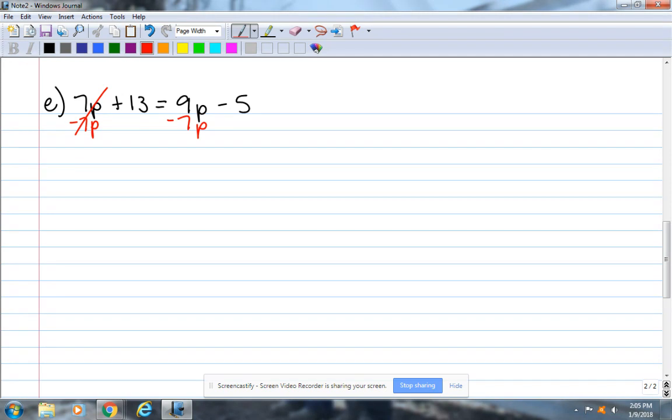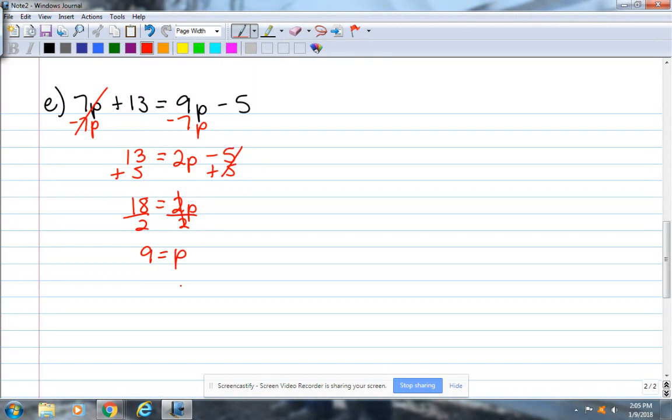So that leaves me with 13 on the left equals, what is 9p minus 7p? 2p, good. And then subtract 5. All right, now it's an equation just like we've already seen today. So what do you think we're going to do next to get the p by itself? Good. And then 13 plus 5 is what? So 18 equals 2p. Divide by 2. And p equals what? 9.